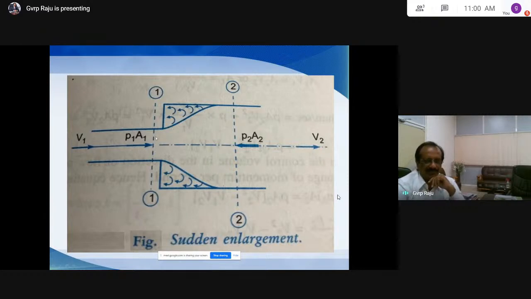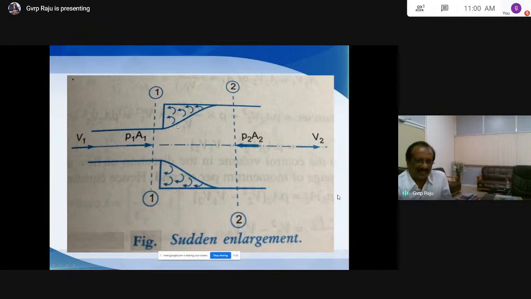So the velocity at point 1 is known, and because diameters are different, we have different velocities here and different pressures here. And you have losses here. Obviously, as there is a backflow here, this space is not completely utilized. So the efficiency is less here, and we have backflow here.